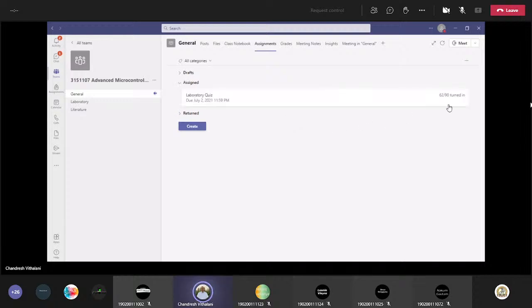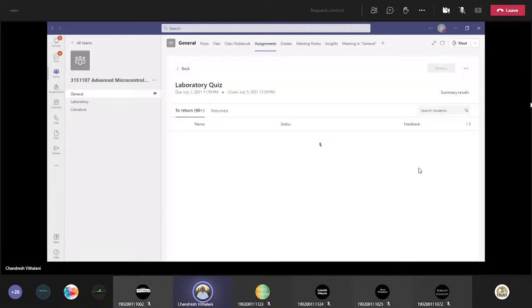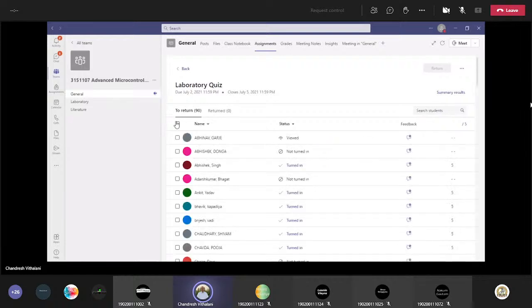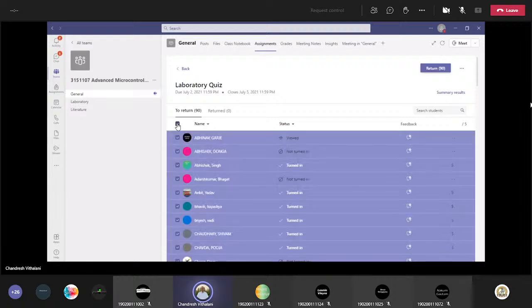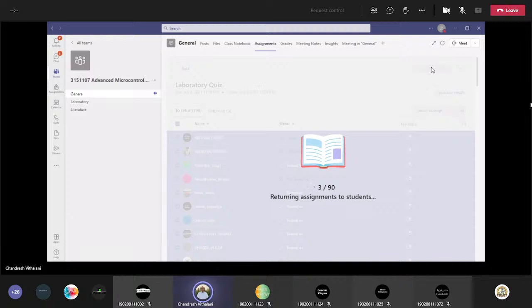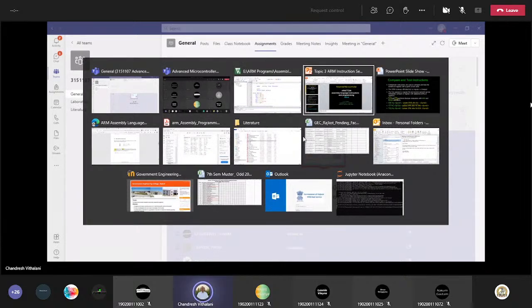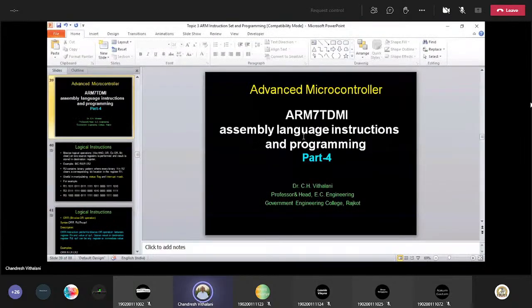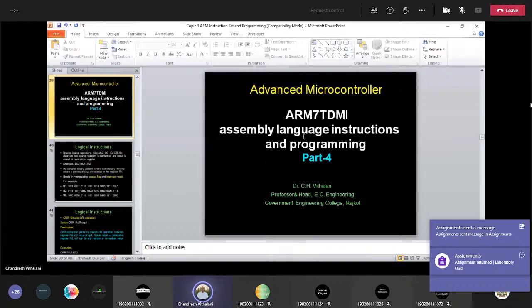So out of 90, 62 have turned in. So 62 students have completed the laboratory quiz. Others are still remaining. Whenever I put any learning quiz or laboratory quiz, immediately try to attempt the quiz. Later on, I will put the learning quiz based on these logical operations, in which, if you find complex calculations, then you can use the Keil IDE to complete the calculations.